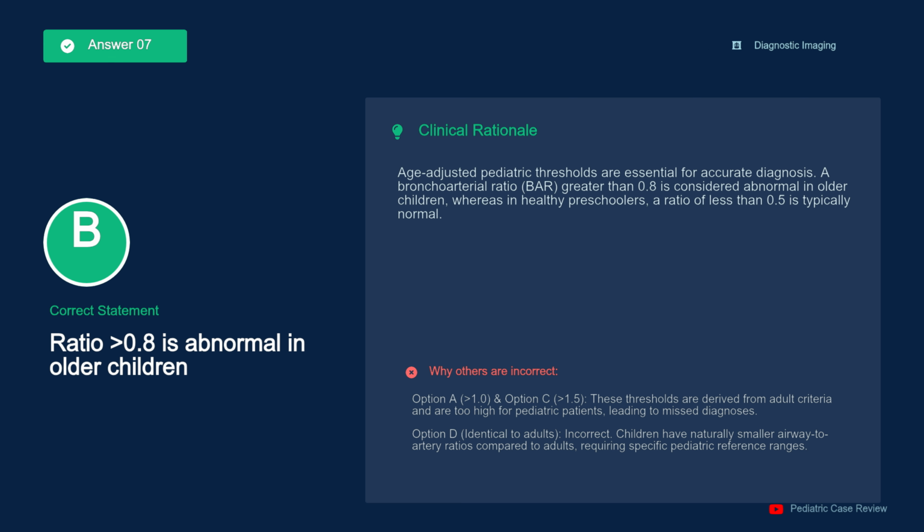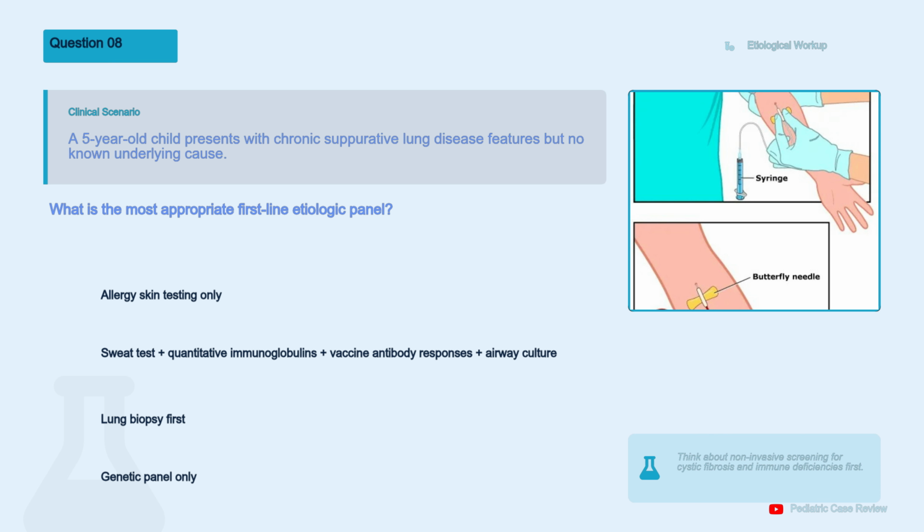Applying adult diagnostic thresholds to pediatric patients results in underdiagnosis of bronchiectasis. Airways in children are proportionally smaller relative to adjacent vessels. Using age-inappropriate criteria misses early disease when intervention is most effective. Always apply pediatric-specific diagnostic criteria. Question 8. A 5-year-old child presents with chronic suppurative lung disease features, but no known underlying cause has been identified. What is the most appropriate first-line etiologic panel for investigating underlying causes?